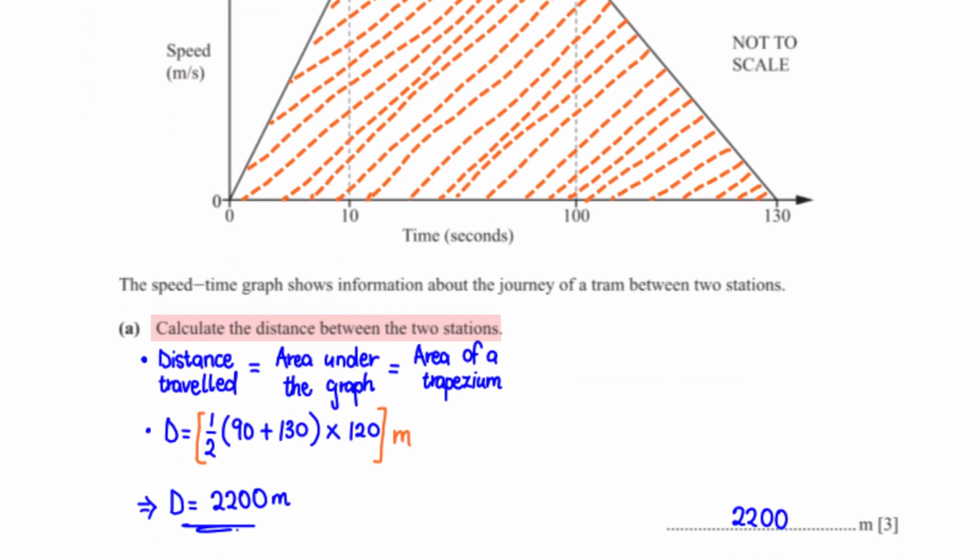And so to find the distance traveled, we have half times 90 plus 130 times 120 meters. When we type this into the calculator, we get our final distance traveled as 2,200 meters.